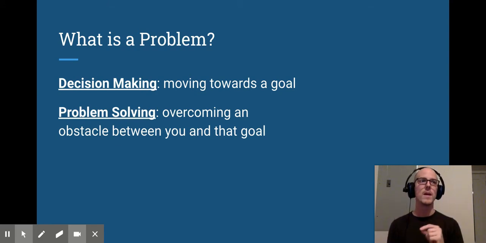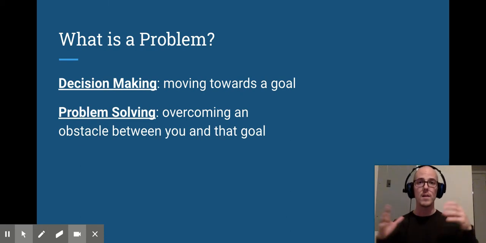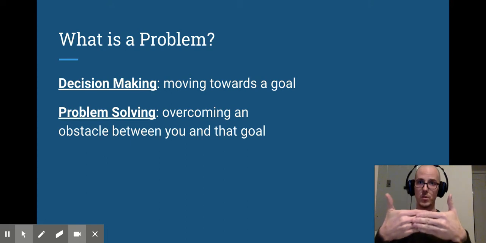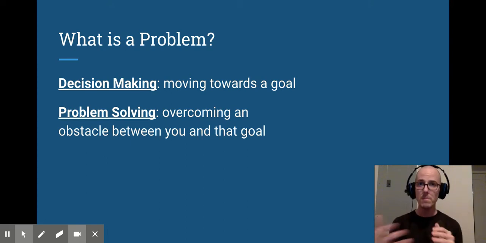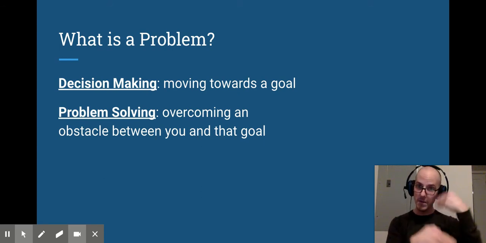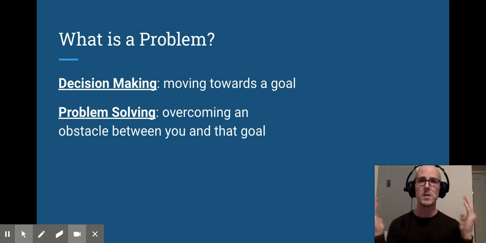So if that's decision making, what do I mean by problem solving? Problem solving is a sort of subspecies of decision making. The only difference between problem solving and decision making is that in problem solving, there's an obvious obstacle between you and your goal, something that you need to overcome, a hurdle of some sorts. Sometimes it's literally a hurdle that you need to overcome. Sometimes it is, in a social situation, the navigation of things like social norms, values, and mores.